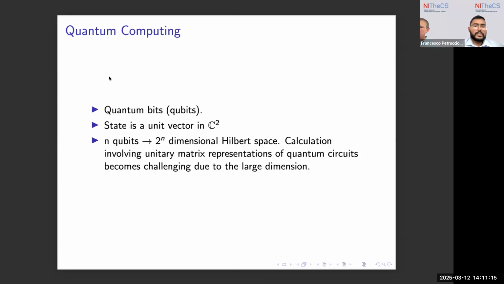Okay. So we said that in quantum computing, we use qubits or quantum bits. States of our qubits are taken as unit vectors in the complex numbers squared. And for n qubits, we're going to have a 2 to the n dimensional Hilbert space. Calculations involving linear maps in such a Hilbert space become challenging due to the large dimension when you have enough qubits. So we look for alternate ways to simplify quantum computing.